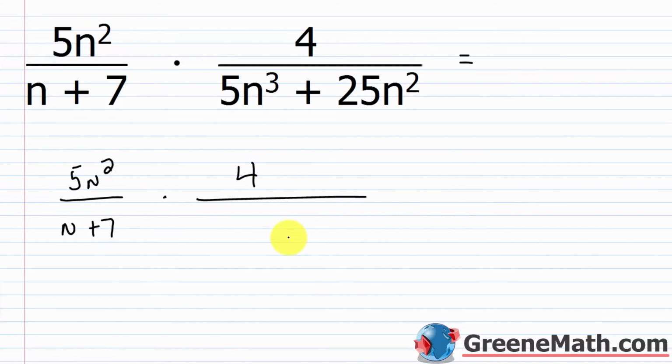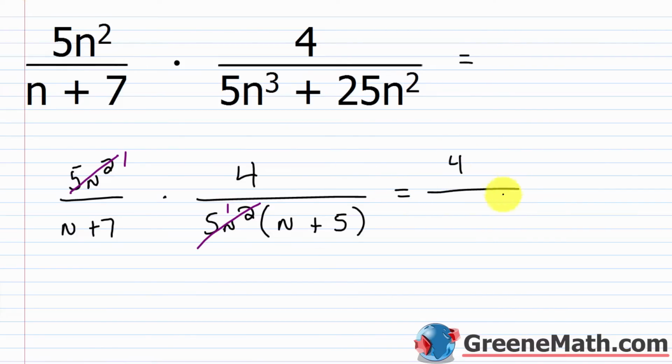For 5n cubed plus 25n squared, I can pull out a 5n squared. So then what's left inside is going to be an n plus a 5. Now, the only thing I can cancel here is this 5n squared with this 5n squared. So this will be a 1, and you could put a 1 here. And then I could just multiply. 1 times 4 is 4. And then over n plus 7 times n plus 5.